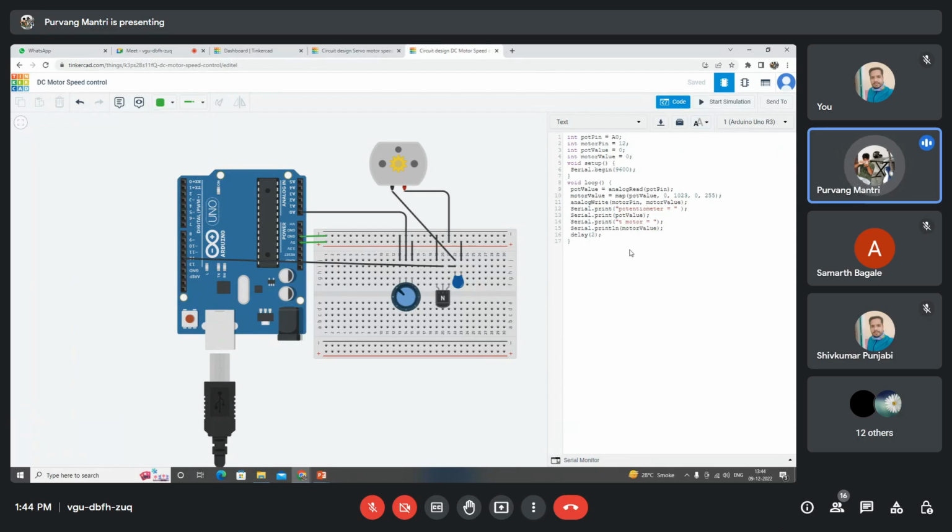So this is the code. It is a simple code, and you can use the same code. You can change this code for certain things.